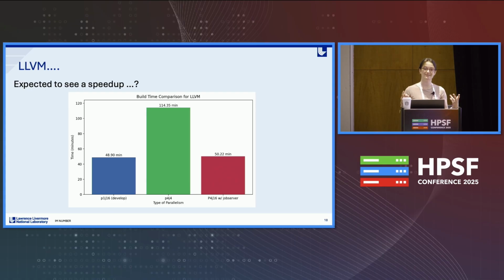And this is a good time to highlight that right now we only have the job server implemented for Unix systems, and we're still working on doing it for Windows and Ninja, or different makes. But for make packages, we did see some pretty exciting results.